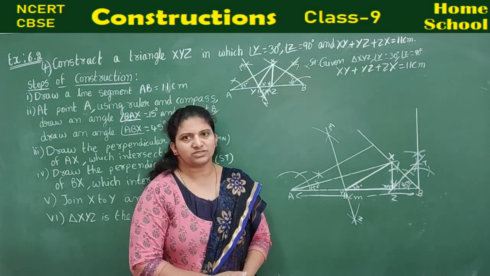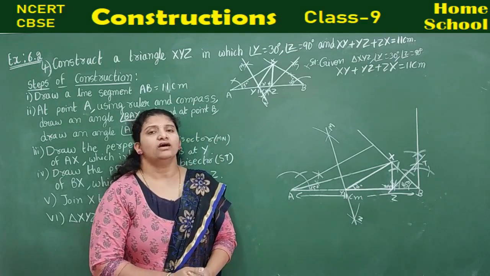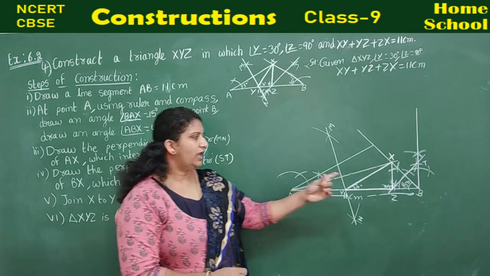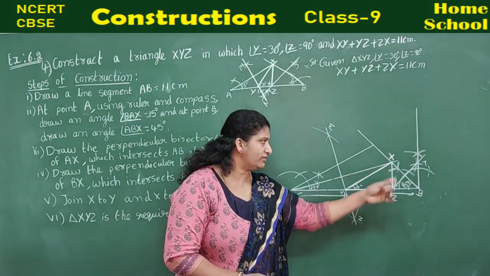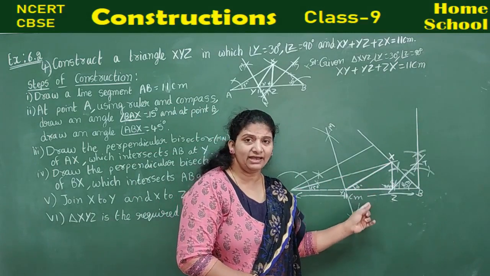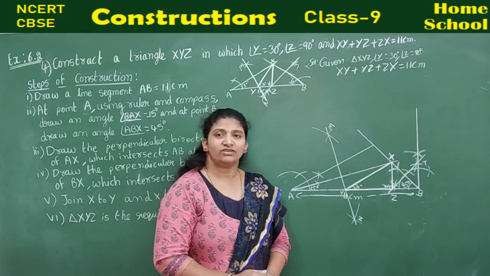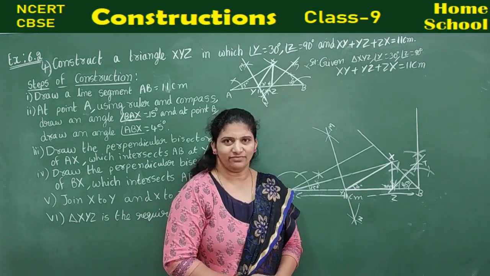Once again, let's check this problem here. The sum of all three sides given is 11 centimeters. Now if you want, you can measure all three sides. If you measure that length, it will be 11 centimeters. After construction, you check yourself.